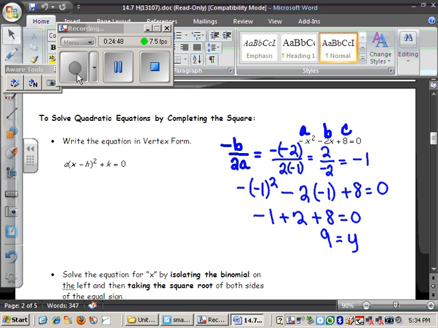So to write this in vertex form, I'm going to write my a value, which is a negative 1. I can just write negative though. X minus my x value, which is negative 1, so I'll write plus 1 squared. And then I'll have plus my k value, or my y value, which is 9. So my k is 9, so I write plus 9, and then equals 0.